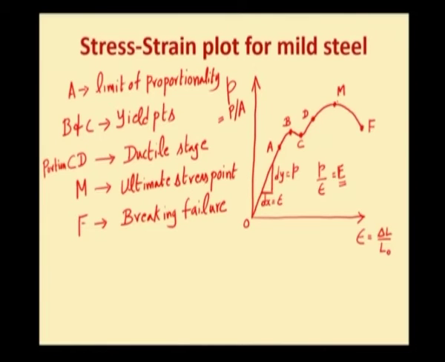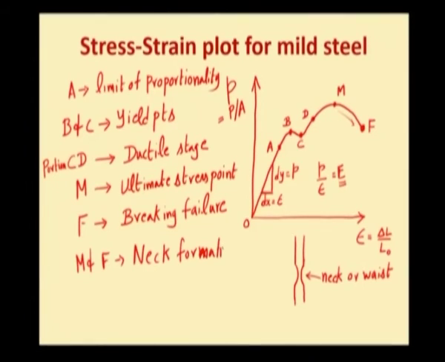Beyond M, the deformation will take place even if the load is decreased or even if the stress is decreased. That is, the stress will start to decrease from M, like this, but the deformation or elongation will keep on increasing. Finally, at the stress corresponding to point F, the material will fail or break. From M to F, there will be formation of a neck. If this is the steel rod, you can observe the formation of a neck or waist. So, between M and F, we can observe the formation of the neck. And finally, at point F, the material will fail.